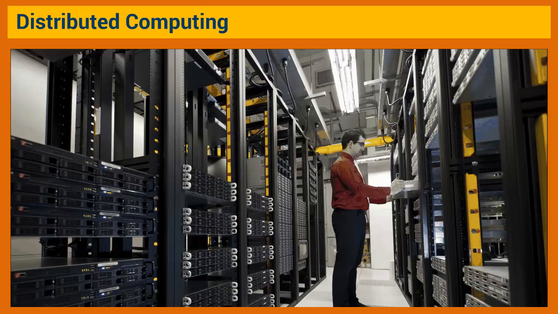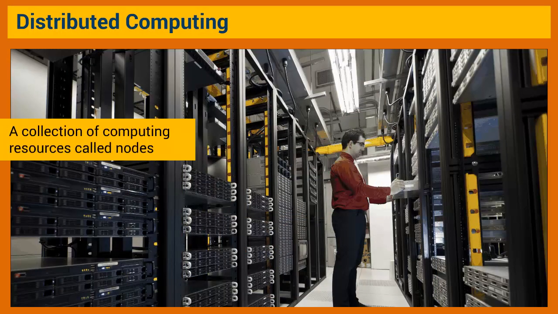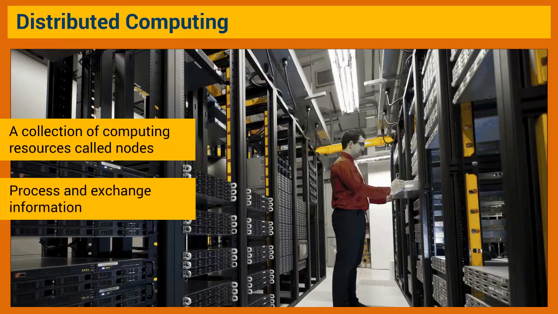A distributed computing system is a collection of computing resources, such as computers, that are interconnected. Each of these computing resources, usually called a node, has its own memory. It can process information and also exchange information between the connected resources.